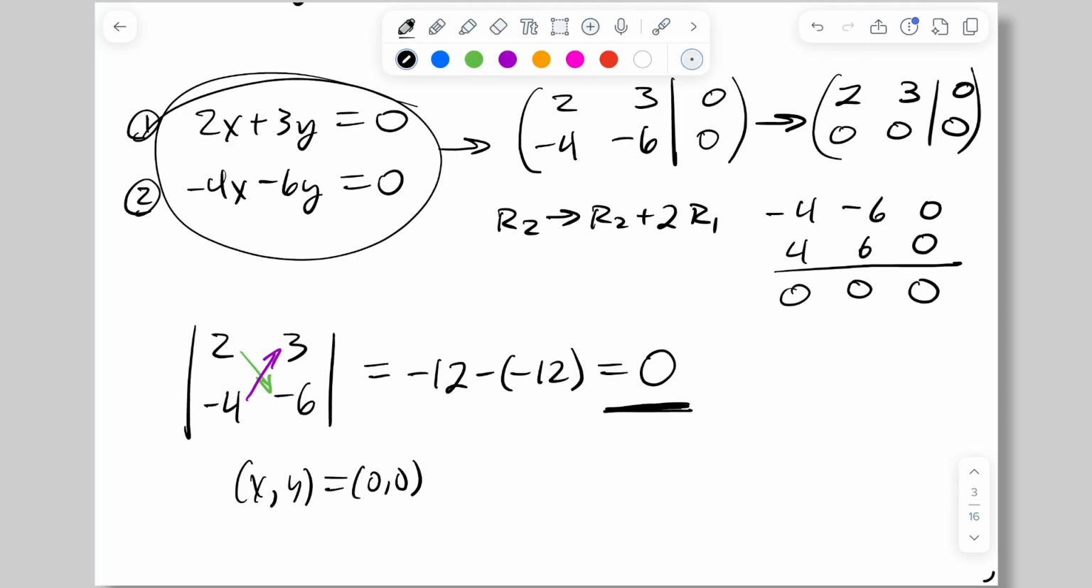I think we've seen enough preliminaries. Now we're going to put this stuff into context, and that context is solving systems of linear differential equations using matrices.